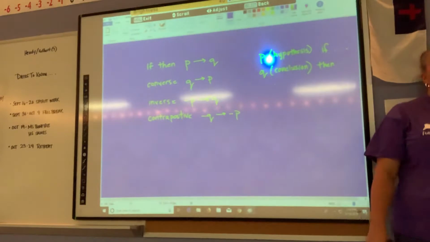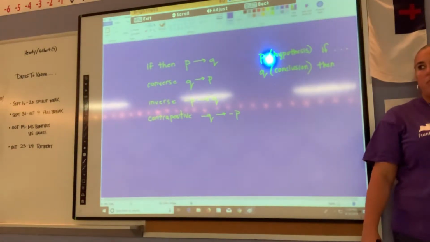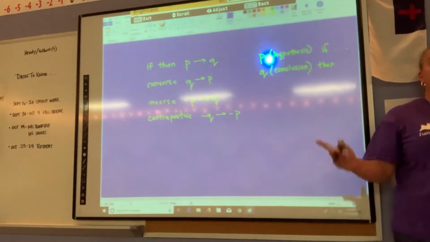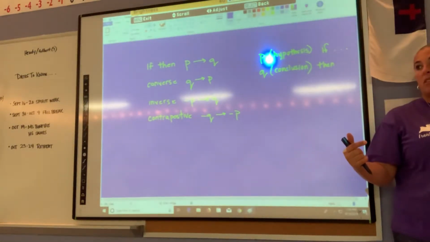If two angles equal 180 degrees, then they form a straight line. Which one is that? Converse. Is it necessarily true? Not necessarily true. Can you have two angles that are next to each other but don't touch that still make up 180 degrees? Yeah, still doesn't mean they're a linear pair, right?